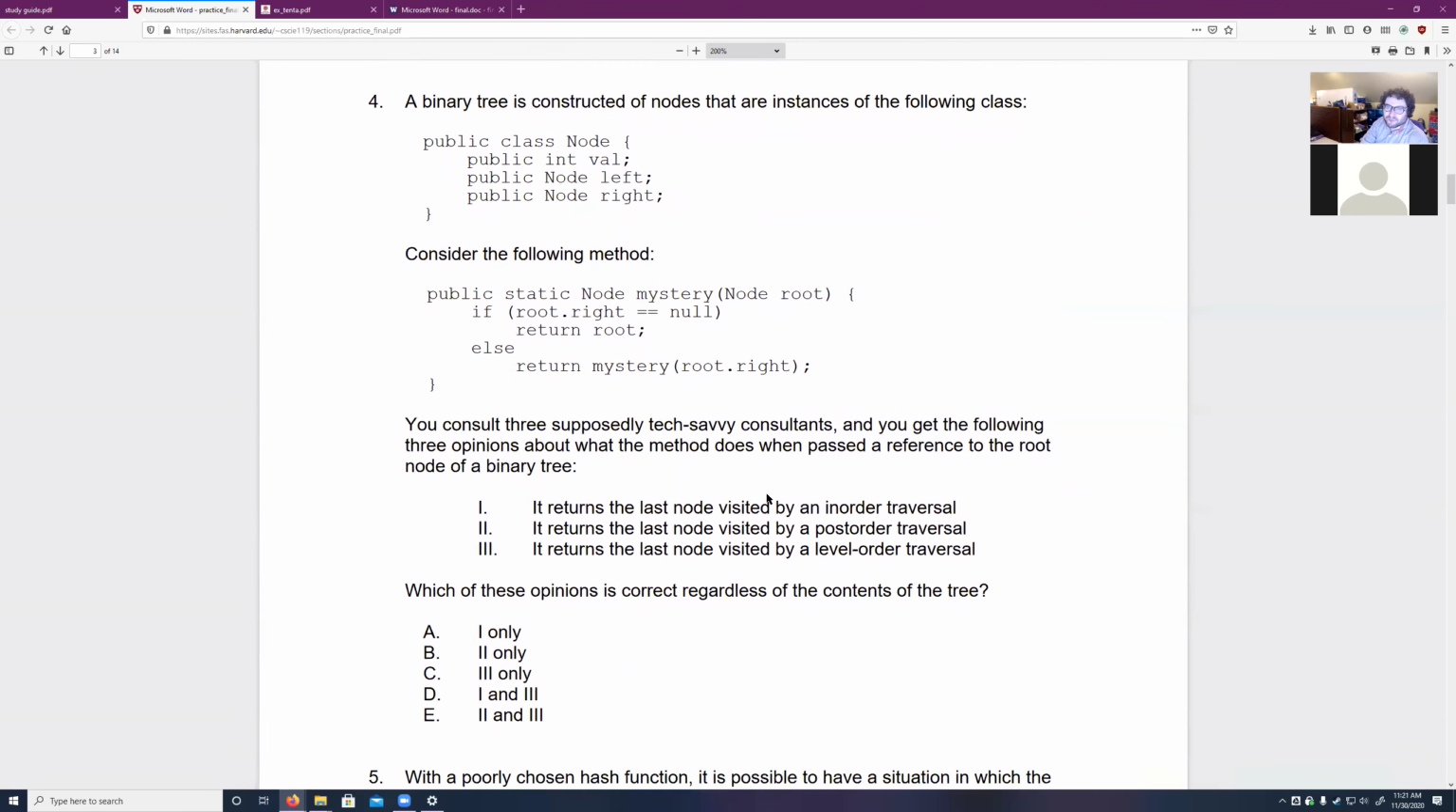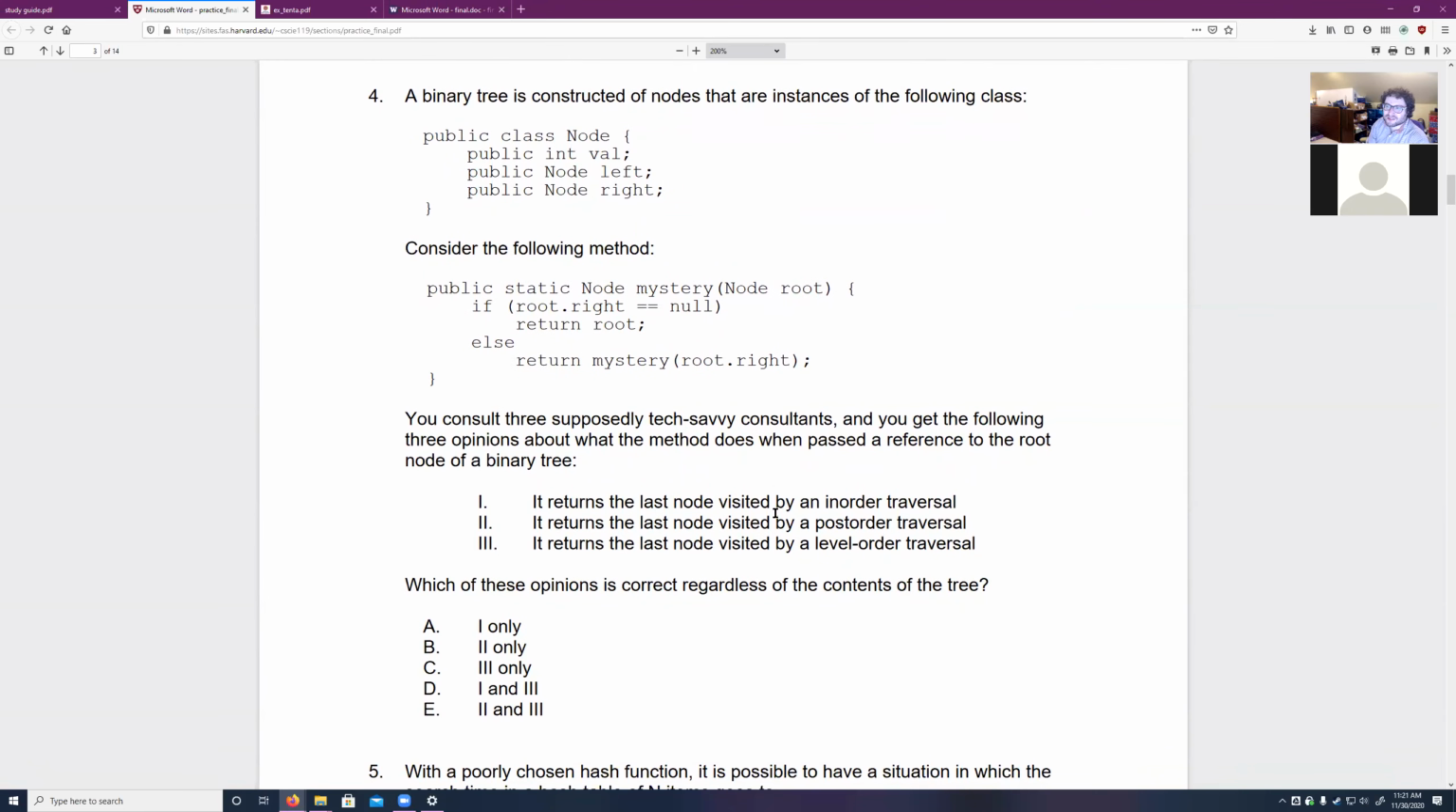All right. Binary tree, I like this one a lot. A binary tree constructed of nodes that are instances of the following class. Node, with an integer value rather than an E. That's all that's different. They didn't go over generics for this class, I guess. That's okay. And it's got left and right nodes. So it's just a standard node.